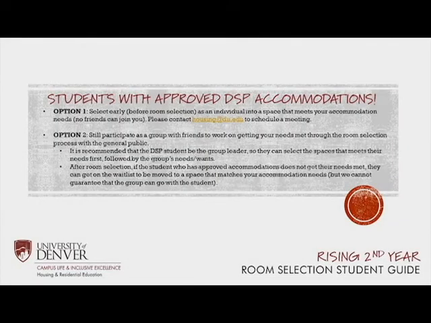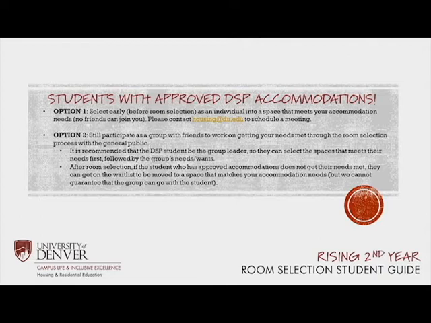Rising second year students with approved accommodations from the Disability Services Program have 2 options. The first option is that these students can opt to select early before room selection as an individual into a space that meets their accommodation needs. In this option, no other friends can join these students in selecting early. The second option is that students with approved accommodations can still participate as a group with friends and work on getting their needs met through the room selection process with the general public.